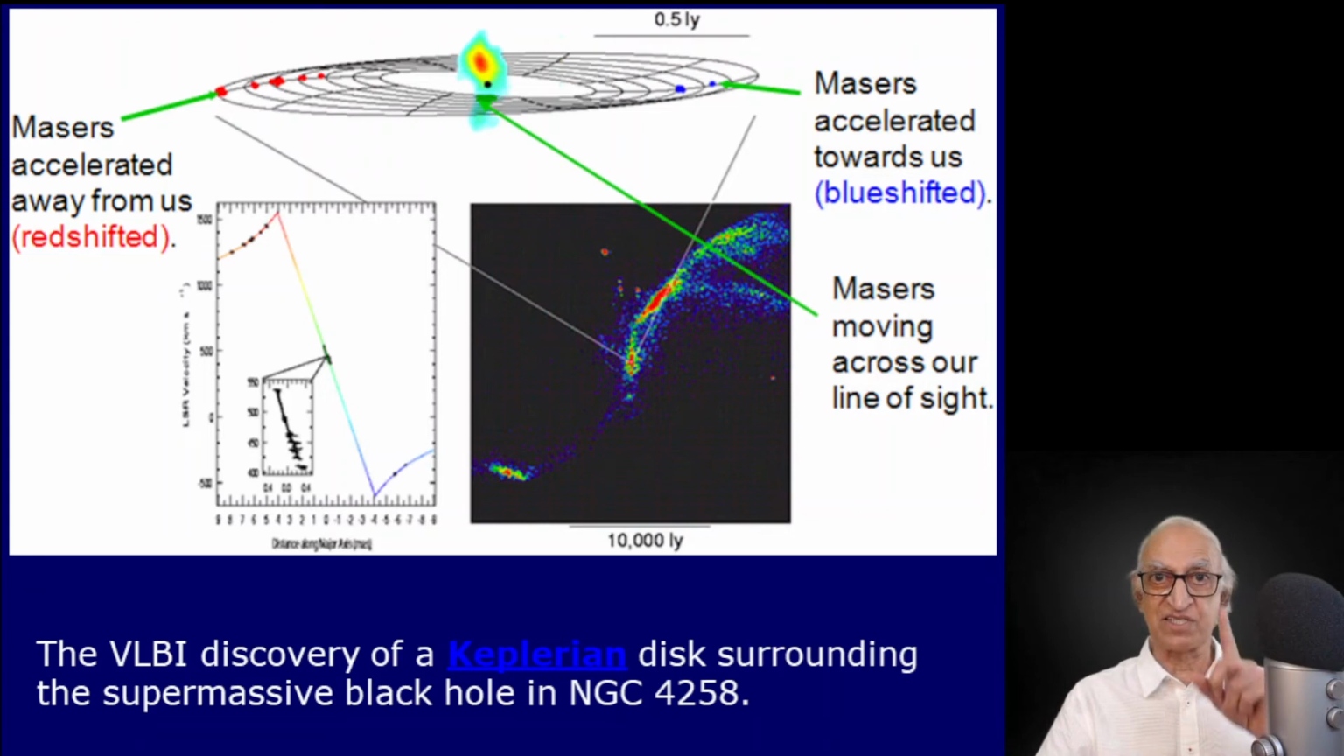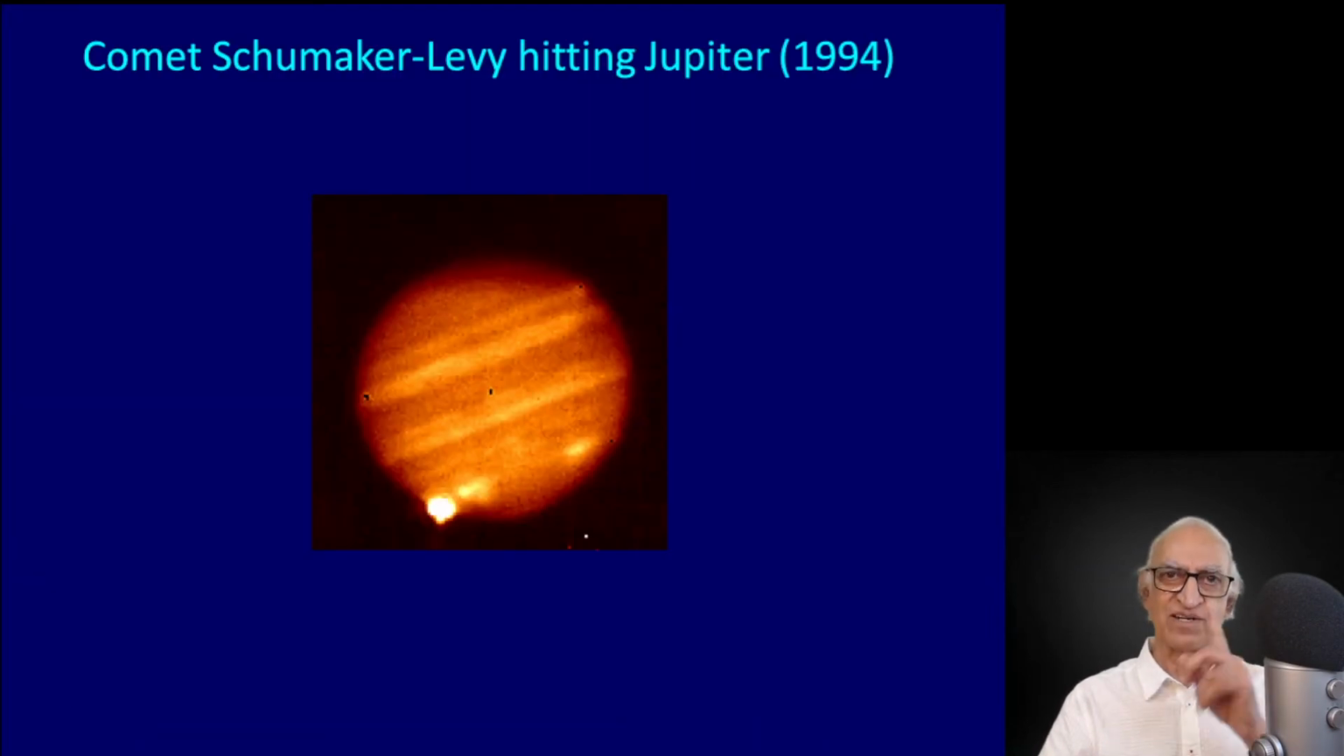Now, because these masing lines have very sharp frequency, one has been able to determine the velocity of the rotation very precisely, and that follows Keplerian law. We discussed that, or we will discuss that when we discuss supermassive black holes.